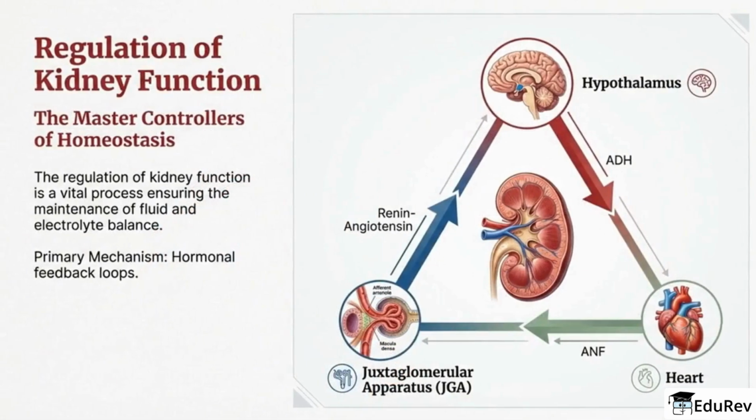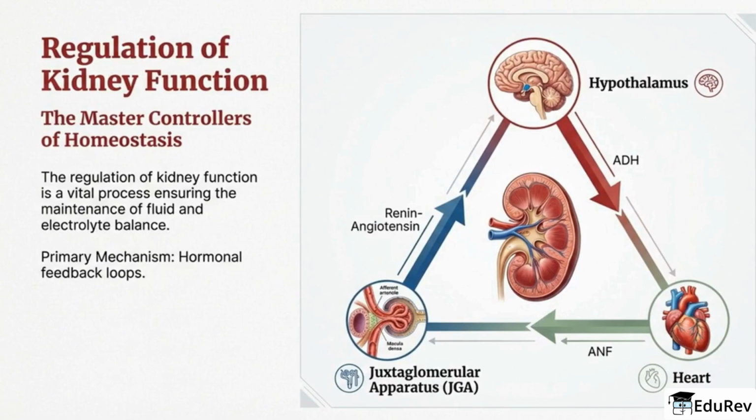To understand renal regulation, think of the kidneys as being guided by master controllers of homeostasis. Hormonal feedback loops sit at the center of this control. They sense changes in blood volume, pressure, and composition, and respond to keep everything stable. Key players here include the renin-angiotensin system and signals from the hypothalamus.